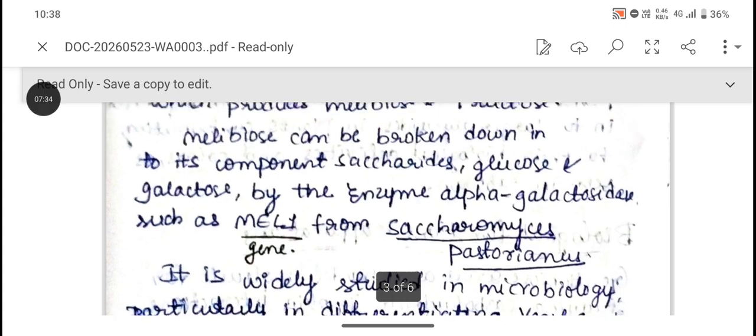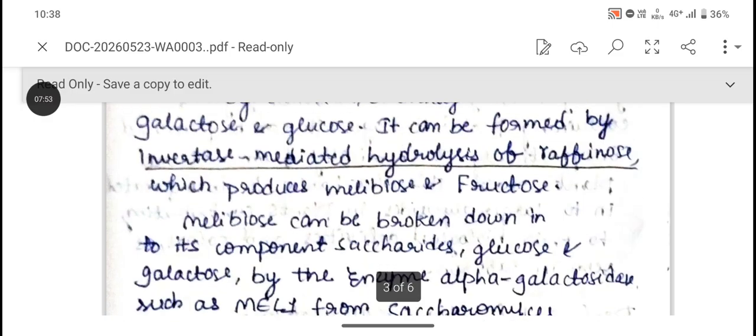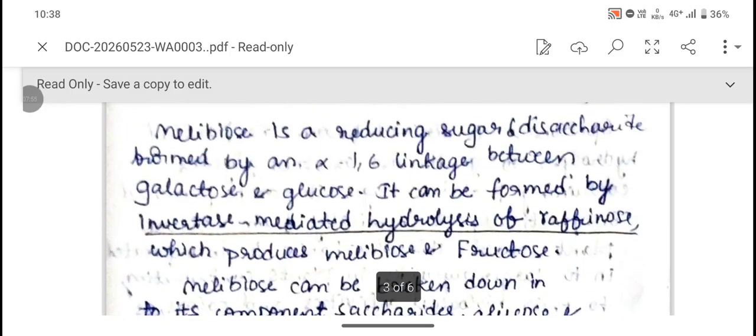Melibiose can be broken down into its component saccharides, glucose and galactose, by alpha-galactosidases such as MEL1 from Saccharomyces pastorianus, which means Melibiose is formed by the alpha-1,6 linkage between galactose and glucose.